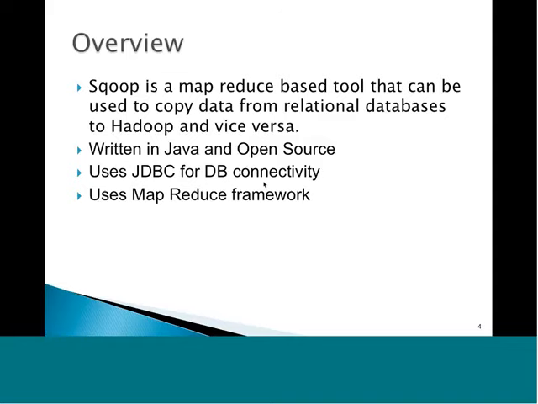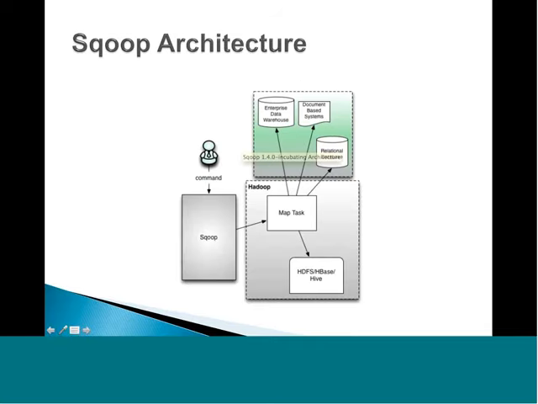Whenever you try to copy data from relational databases into Hadoop, or from Hadoop to relational databases, you need to connect to the database, whether it is source or sink. Source means where you are copying data from. Sink means the target where you are copying data to. Whether the relational database is source or sink, to connect to them, you need to have JDBC connectivity. And then it uses the MapReduce framework. So for processing data, it uses MapReduce.